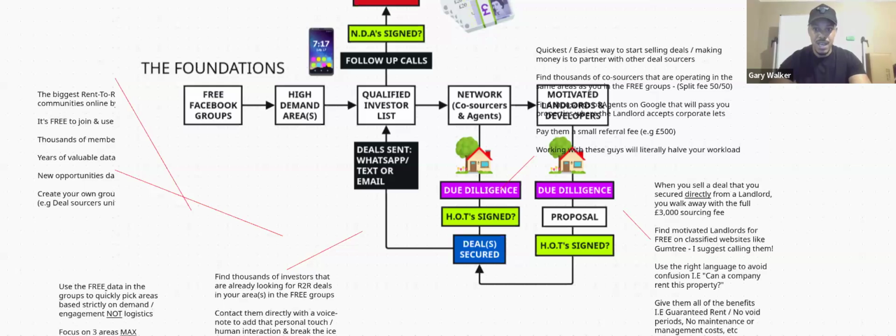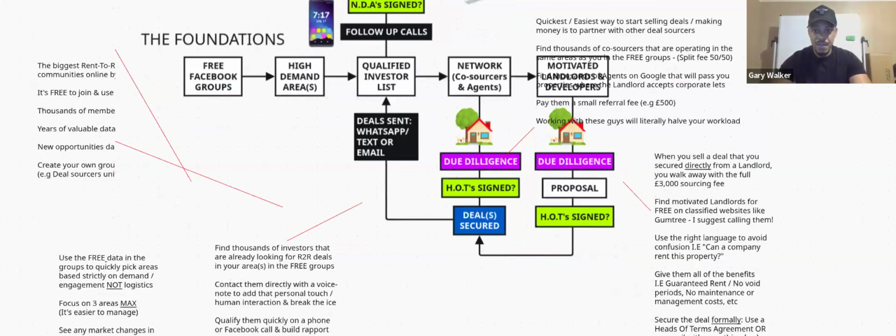So you can see here where we have the network and we have the landlords and developers, this part of the foundation. So of course, this is where the deals are going to come from, right? With the network, they will send us the property or the deal essentially. We will do our due diligence on it. Like I said, it's a little bit different when you're getting a deal from a co-sourcer than when you're securing it yourself, because the co-sourcer's already done the initial legwork that you would do if you were securing it yourself. But I do still suggest looking into the numbers and communicating with the co-sourcer about it if there's anything that doesn't fit, right?